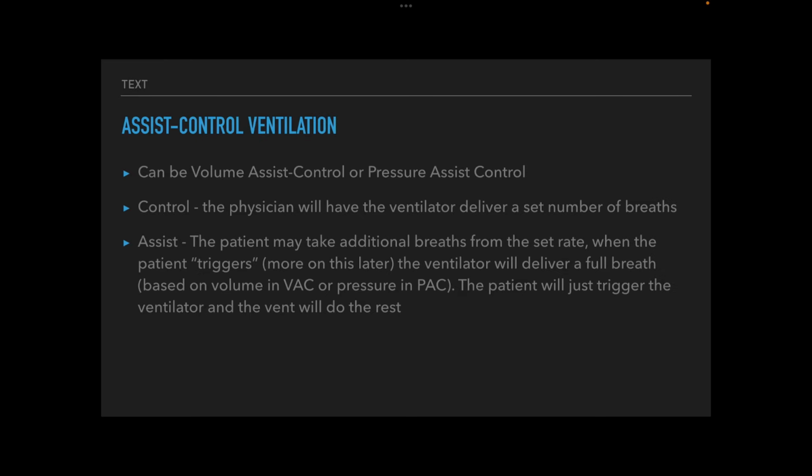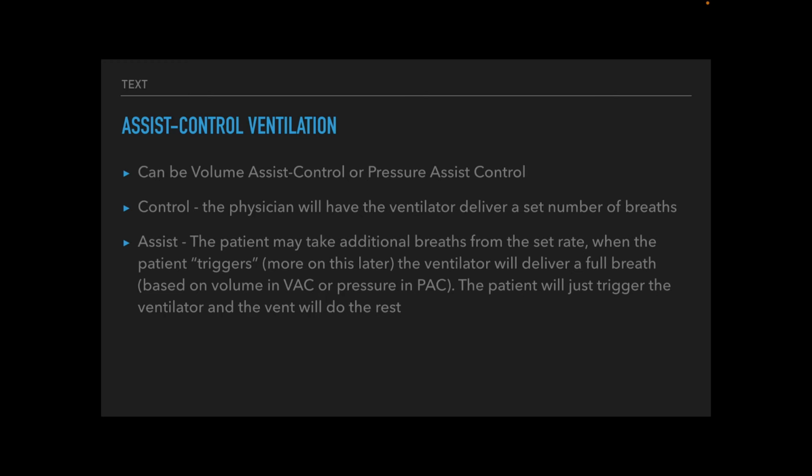So, let's start with the most basic stuff. Assist control ventilation. That can be volume assist control or pressure assist control. And we can break that down even further. So control, the physician will have the ventilator deliver a set number of breaths. That is the control of assist control ventilation. The assist is the patient may take additional breaths from that set rate.